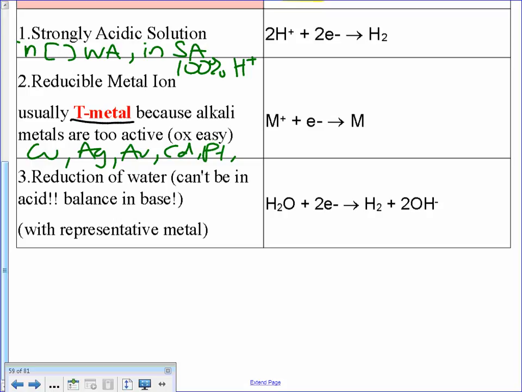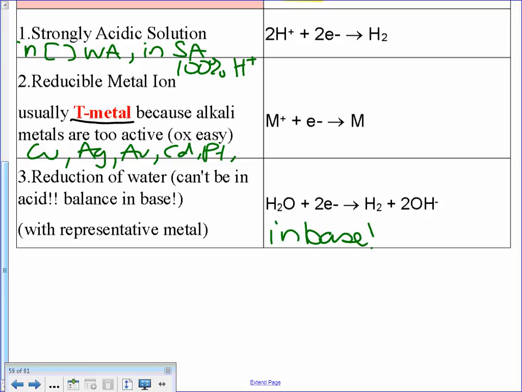What do you see that's present here that's not present in the first one? Say again? Hydroxide. So what does that mean this solution is in? Base, not acid. Because if it was an acid, guess what, guys? We never would have made it this far. We would have used the first one, right? So this is when it's not in acid. This is when it's in base.